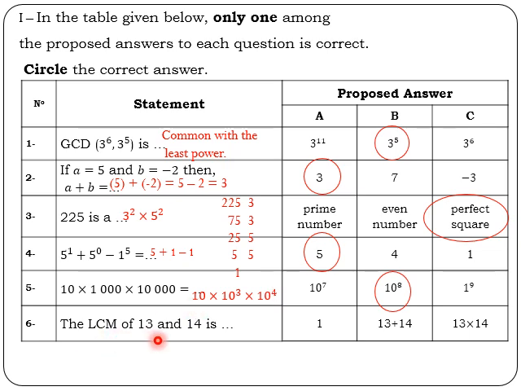What about the LCM of 13 and 14? 13 and 14 are consecutive numbers. They are relatively prime numbers. So to find their LCM, I have to multiply 13 by 14.